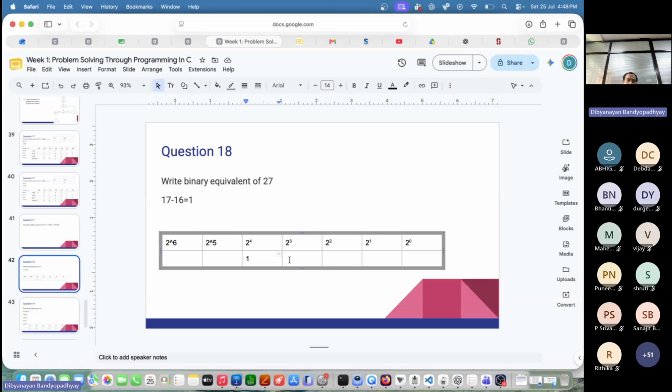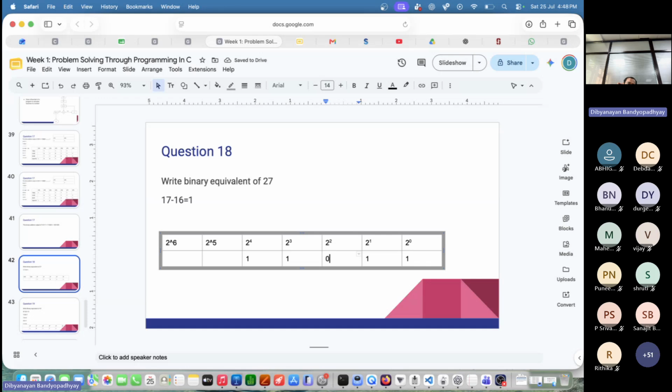This is 1, 8 you can get here. So place 8 here. Then 3 is remaining. So how can you get 3? You can get 1, 2 here. 2 to the power of 1, and then 2 to the power of 0. Correct. So like that, you have to do it actually.